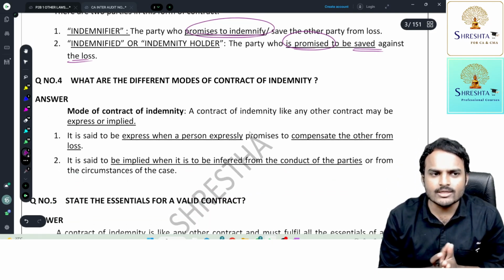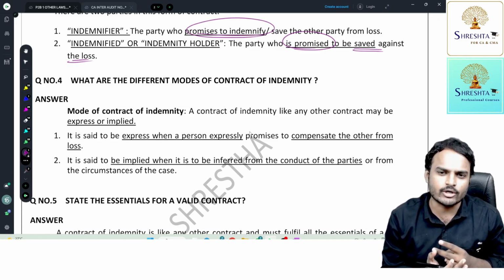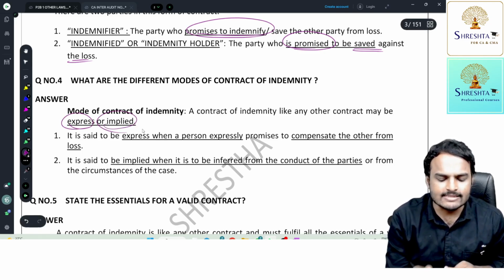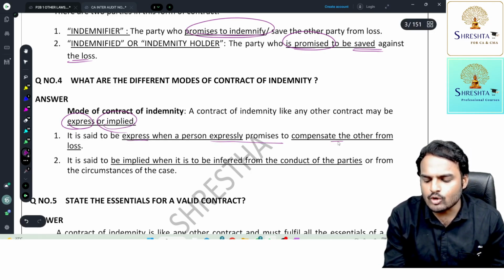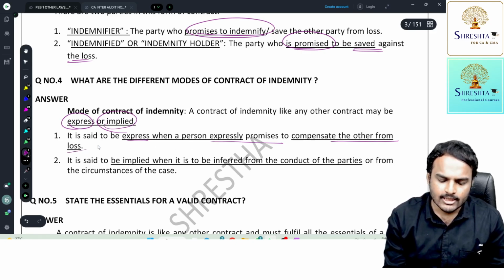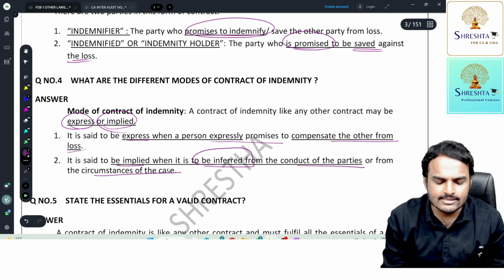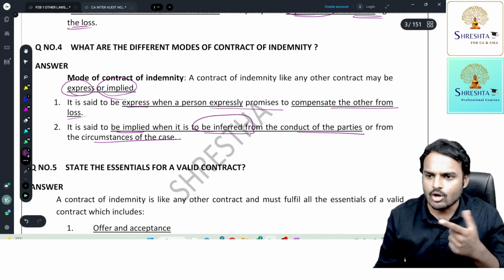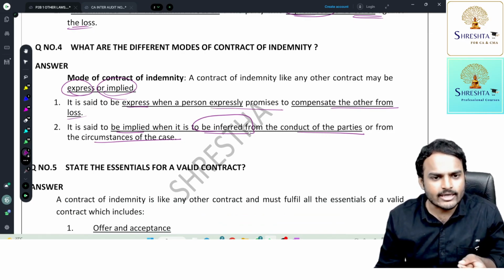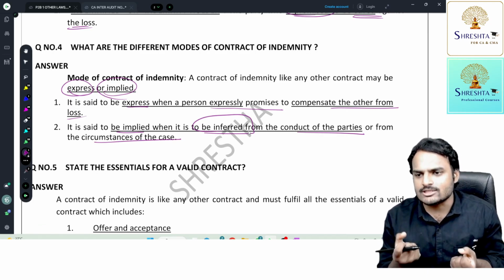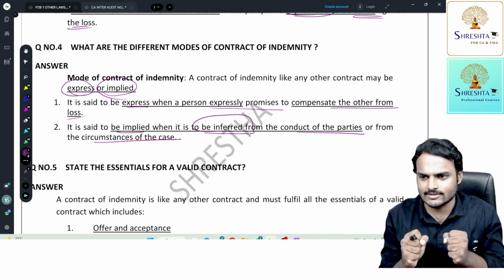Next, question number 4. What are the different modes of contract of indemnity? Just now I told you we had two modes of indemnity contracts. One is the express mode, the other one is the implied mode. It is said to be express when a person expressly promises to compensate the other from the loss. And it is said to be implied when it is inferred from the conduct of the parties or from the circumstances of the case. So, example, auction sale. In an auction sale, there is an implied indemnity contract between the owner and the auctioneer, or between the person who is giving authority and the auctioneer.